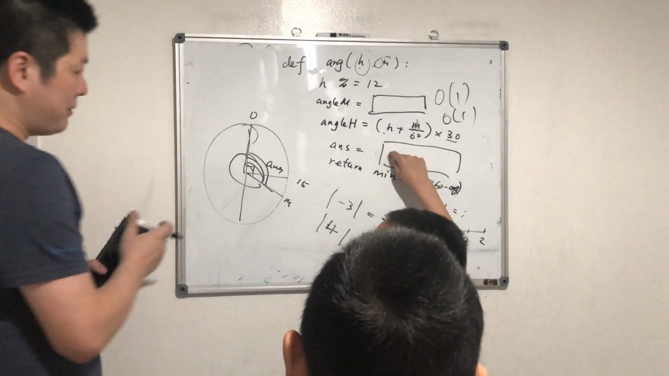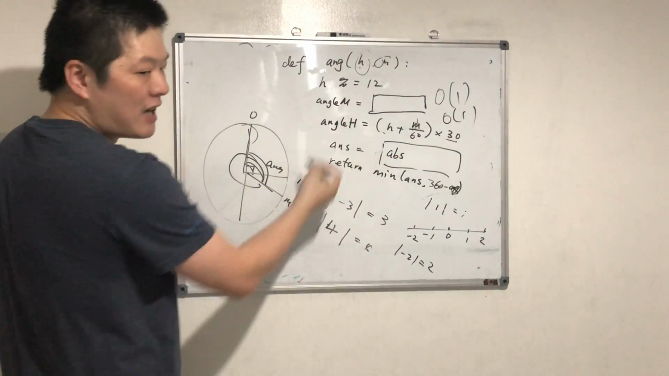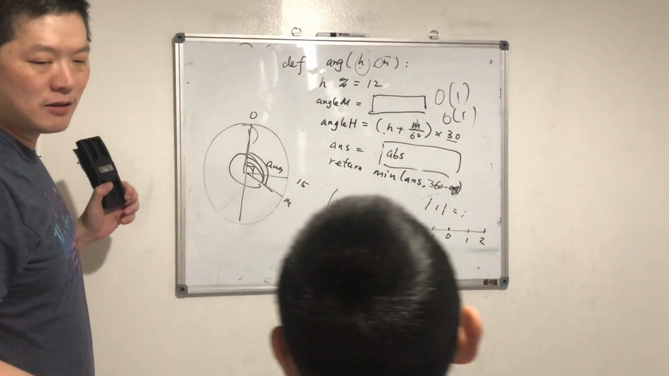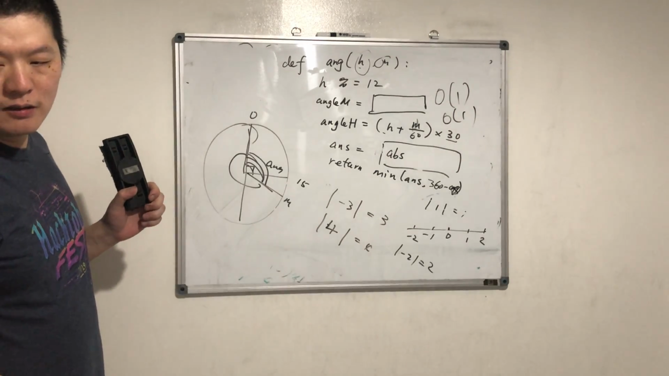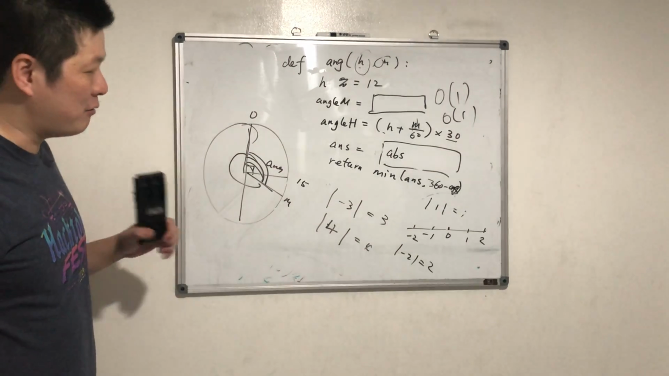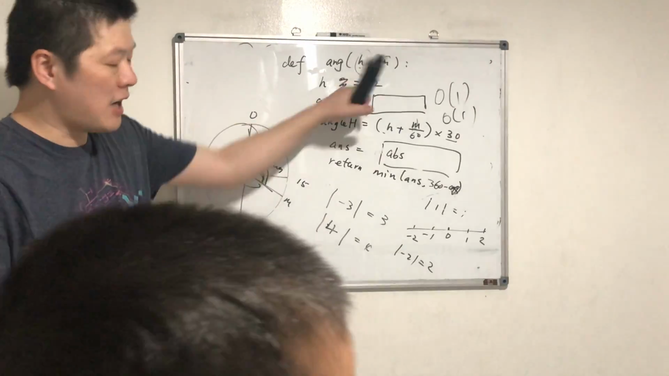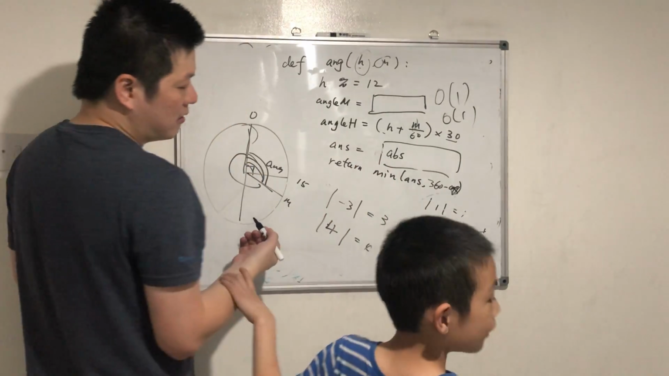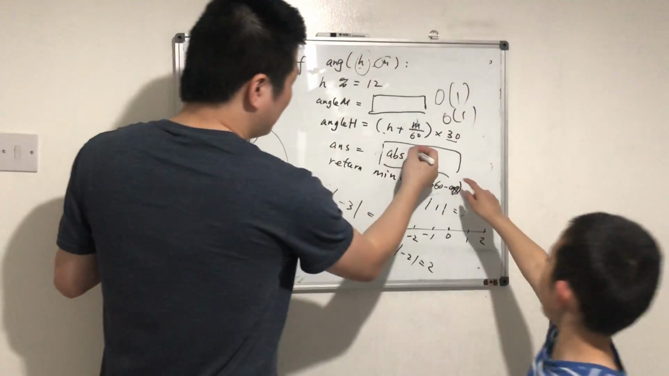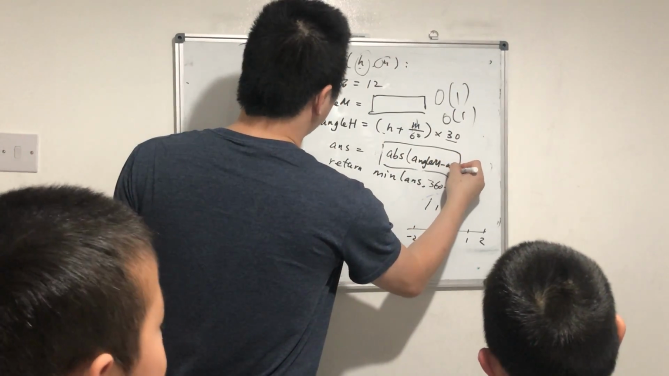ABS. Come on. What does ABS mean? What's this? Angle M. What's angle M? Angle minute. What's angle M equals what? Angle M minus angle H. Very well done.